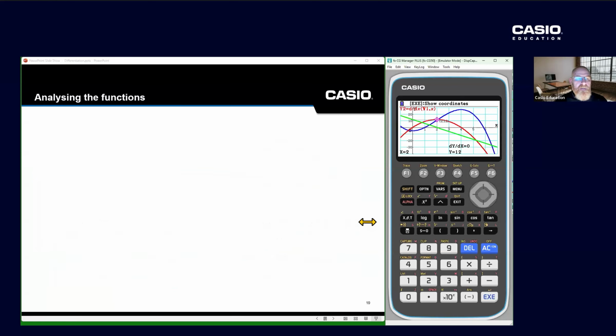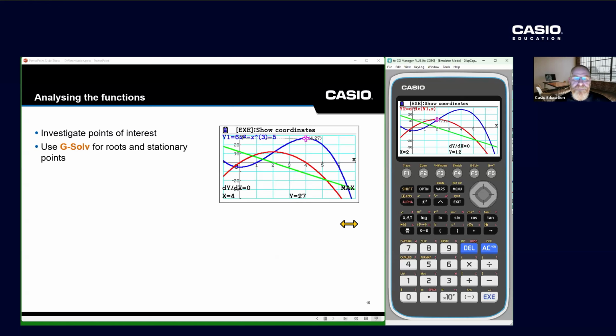Next thing we can have a look at is we can analyze functions, obviously. We can investigate the points of interest, so maximum points and roots, for example. We can use gsolve for that, as you would expect. So let's do gsolve of my position function. Let's find, in this case, the maximum.